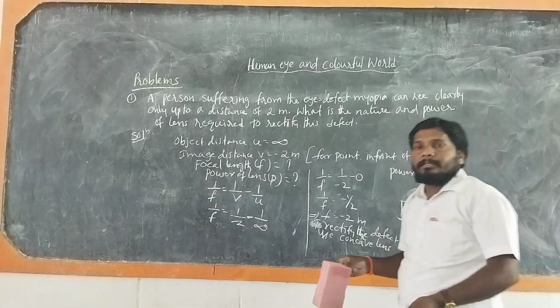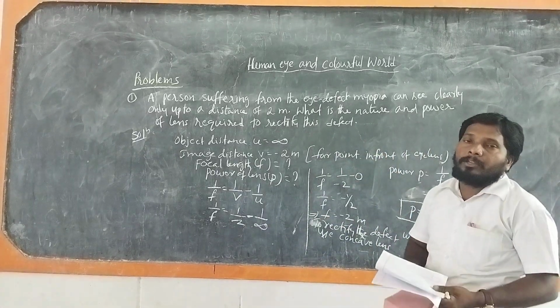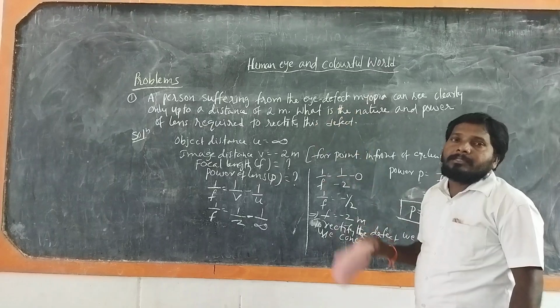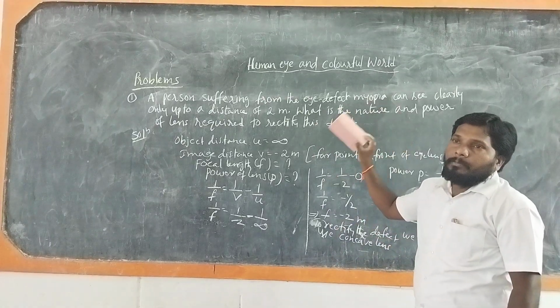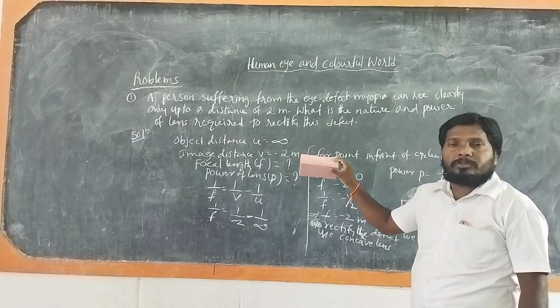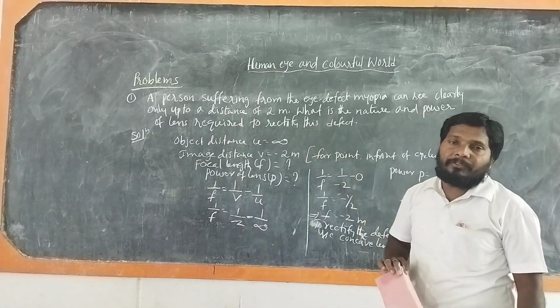So read the problem twice or thrice and understand the given values. Understand the problem. What type of defect is given? Then you know what type of lens you have to use to rectify the defect.